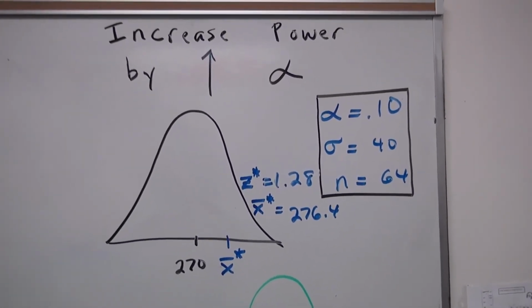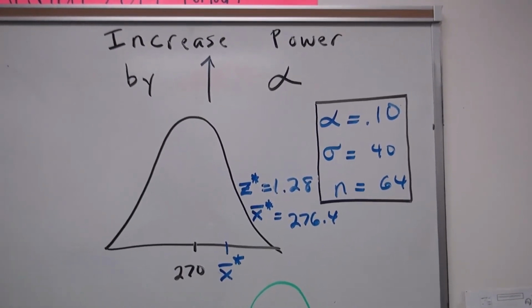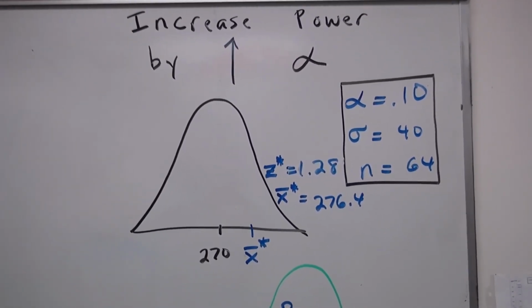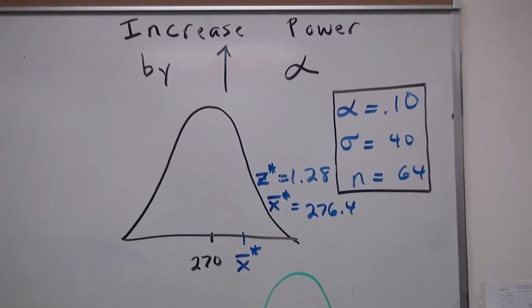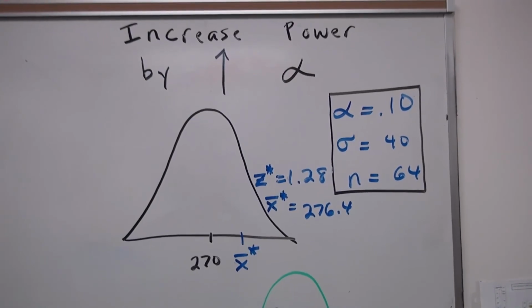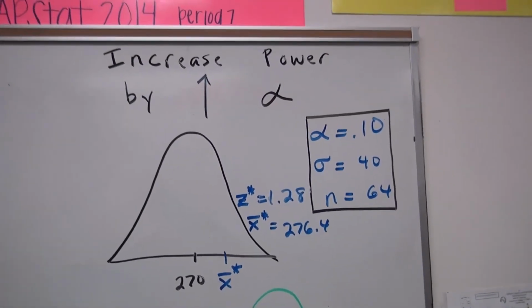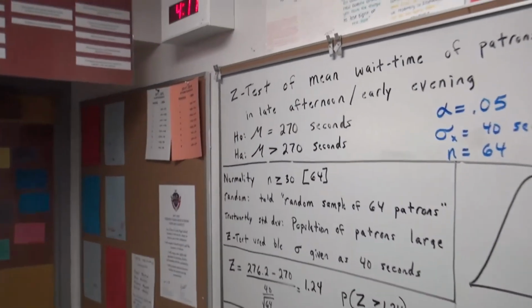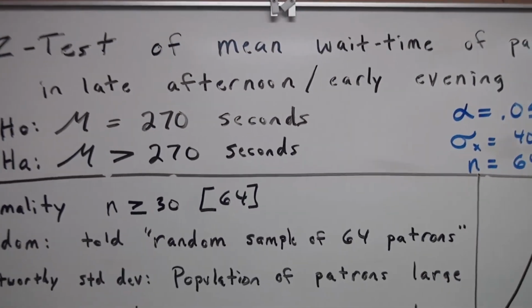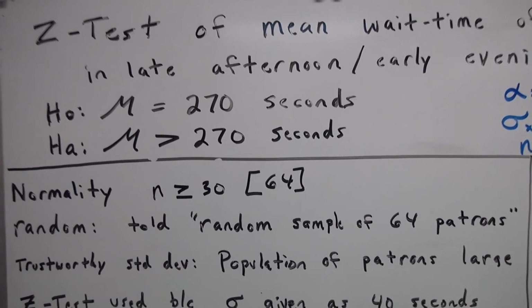The thing that AP will tend to test us on with regard to type 1, type 2, and power is to say, what are the consequences of a type 1 error? What's the consequence of a type 2 error? Which one seems worse in this problem? Well, in this problem, we could say, if we reject the null and make a type 1 error, then it's really not that bad of a situation.